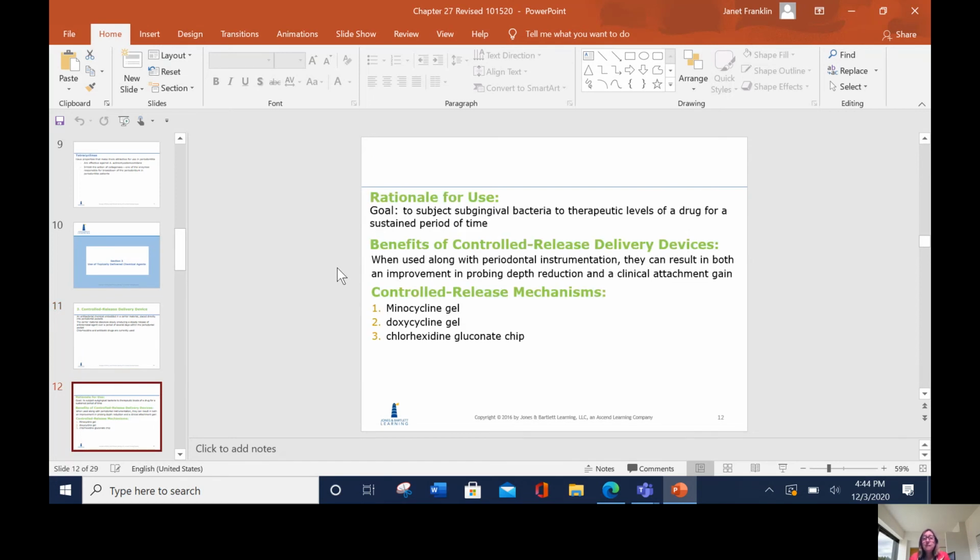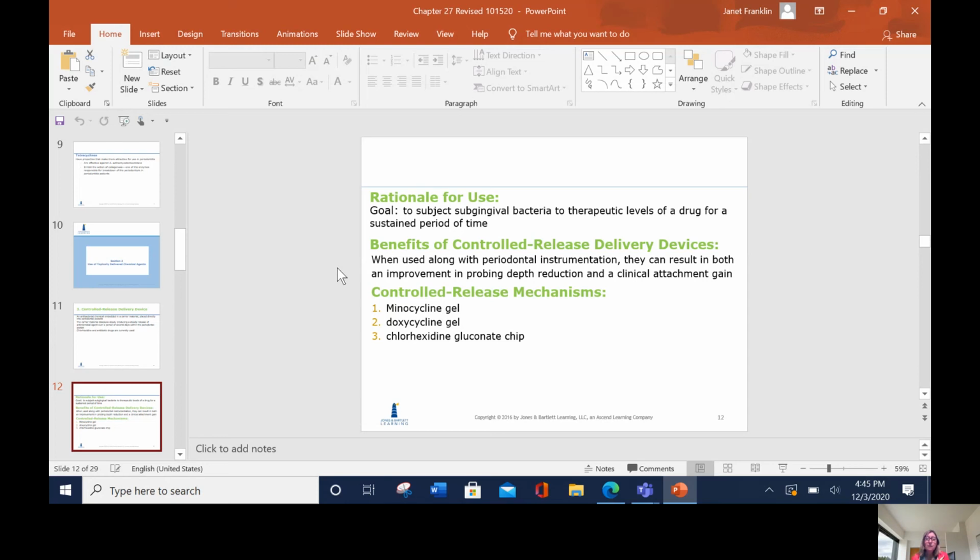Why do we do them? To subject subgingival bacteria to therapeutic levels of a drug for a sustained period of time. We talked about the antibacterial agent needing to stay in a place for a long time. During subgingival irrigation, it doesn't stay in the pocket for very long, and therefore it's not very therapeutically effective. So they came out with a controlled release antibiotic that can stay in the pocket for a long period of time.